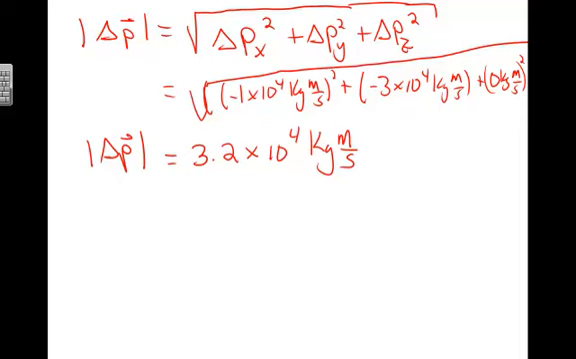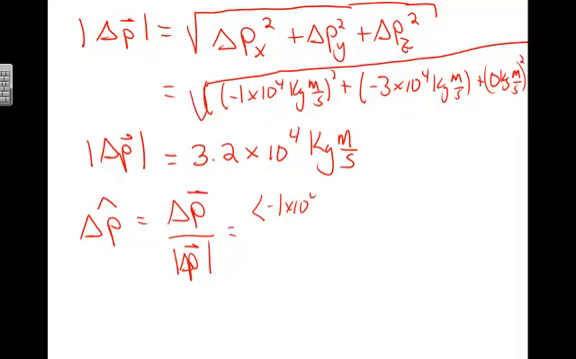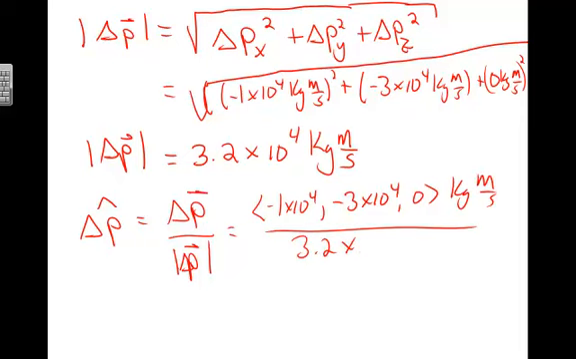And so we end up with something a little bit bigger. To find the unit vector, delta P hat, that's just the normal vector, delta P, over the magnitude that we just calculated, delta P magnitude. So the vector is -1 times 10 to the 4. And let me move the units outside the vector: -1 times 10 to the 4, -3 times 10 to the 4, 0 kilogram meters per second, all over 3.2 times 10 to the 4 kilogram meters per second.